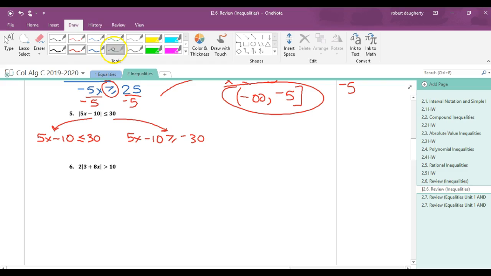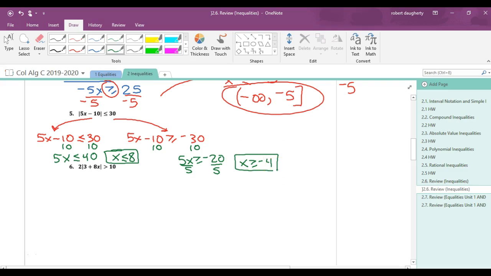So in order to solve this, I add 10 to both sides of this equation, and I get 5x less than or equal to 40, and that gives me x is less than or equal to, when I divide both sides by 5, 8. And the other problem, add 10 to both sides, and I get 5x greater than or equal to minus 20. Divide both sides by 5, and I get x greater than or equal to -4.